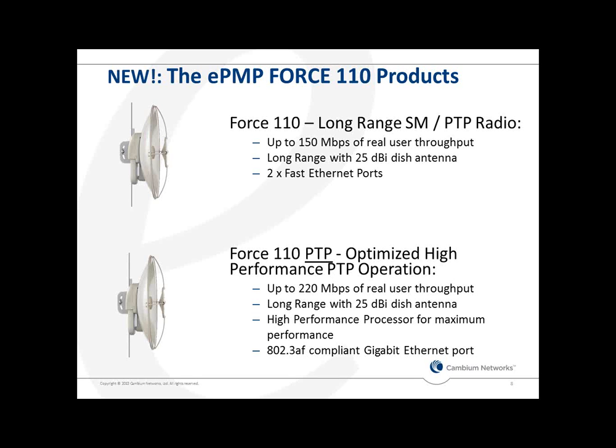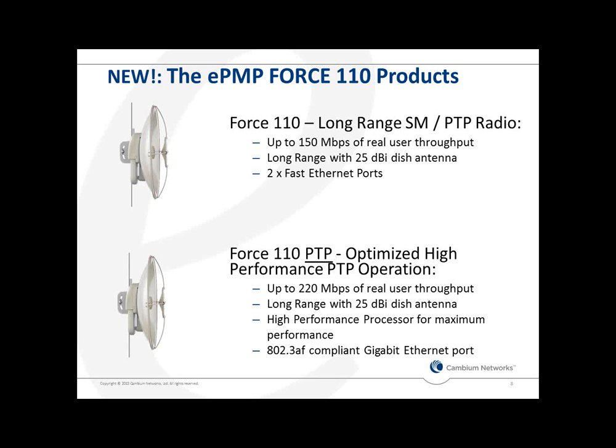So in a 40 megahertz channel operating at the highest modulation, a point-to-point link or an SM utilizing this radio, the Force 110, would be Ethernet limited in terms of its throughput. It's got a long range. We can go probably up to the limit of the protocol, which is 40 miles or about 60 kilometers with the high gain 25 dBi antenna.